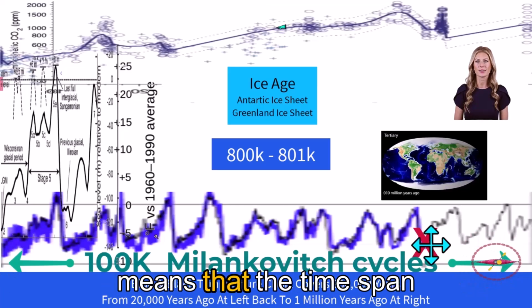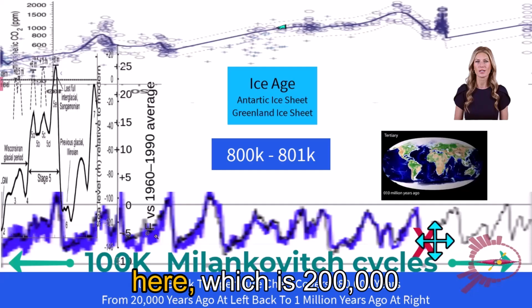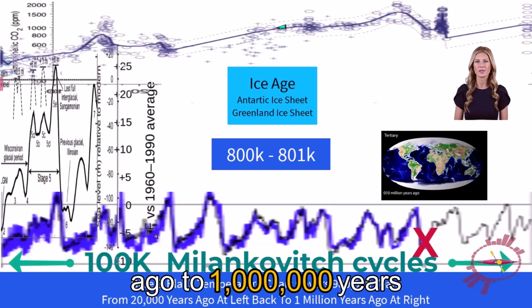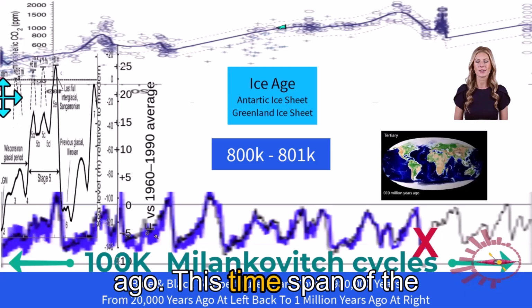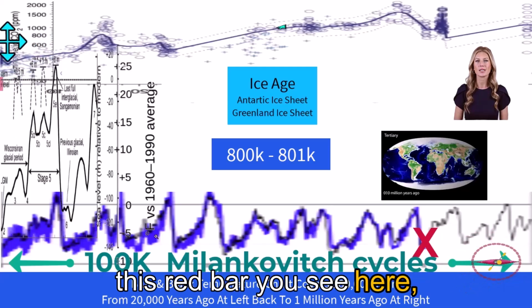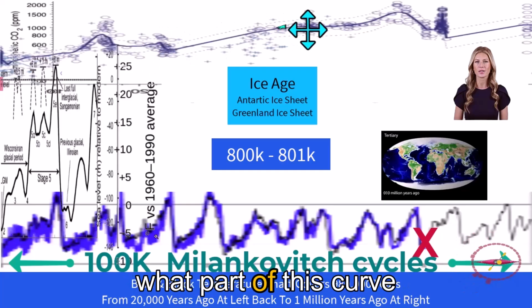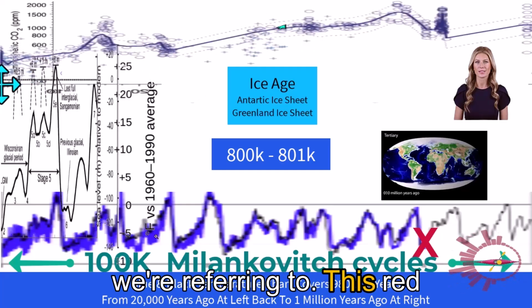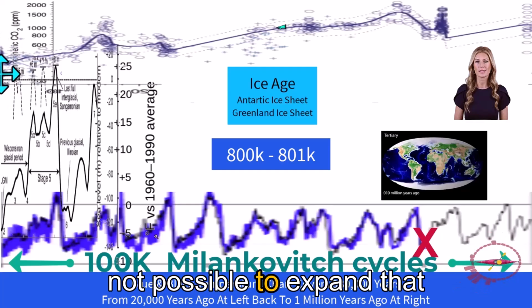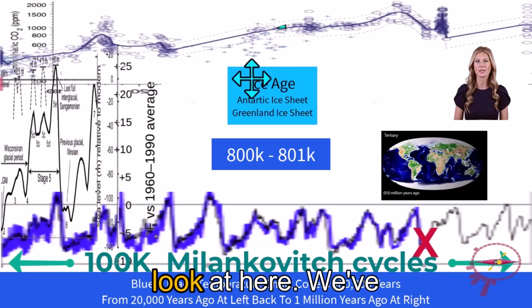That red splotch means that the time span represented by this period here, which is 200,000 years from 800,000 years ago to 1 million years ago. This time span of the temperature graph is represented by the width of this red bar you see here, which basically indicates what part of this curve we're referring to. This red bar only points to this little section up here, and it was not possible to expand that and have a useful chart to look at.